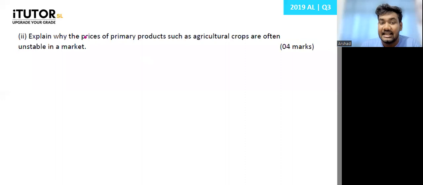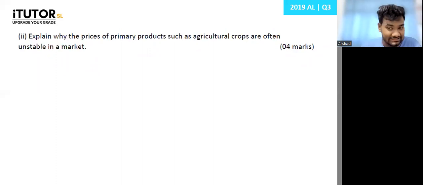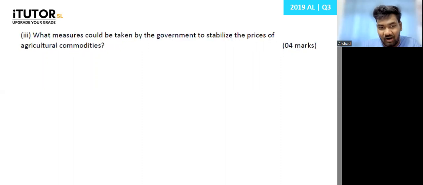Going to the next. Explain why the prices of primary products such as agricultural crops are often unstable in a market. And the next one they're asking, what measures could be taken by the government to stabilize the price of agricultural commodities? Both of these are connected. Why are the prices unstable? What has the government done to stabilize prices?